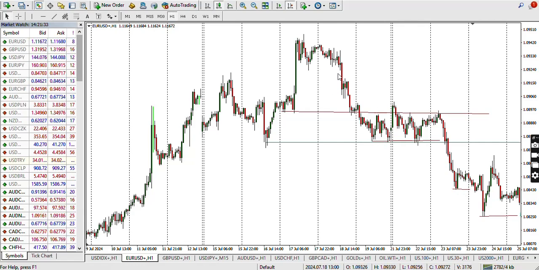But this is where the break of structure took place. This is the last higher low that it formed for the uptrend. So by the time the market started selling and broke below this, we can say that a break of structure had taken place. Then it came to retest that particular level and started coming back down all the way.